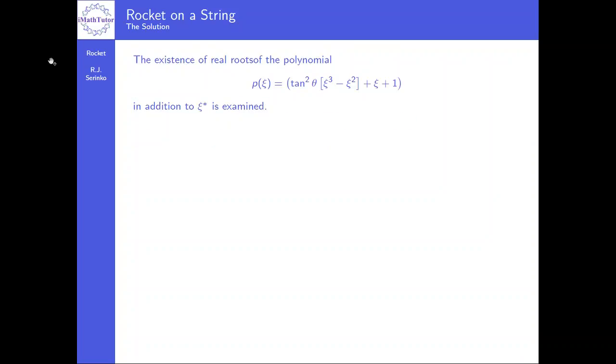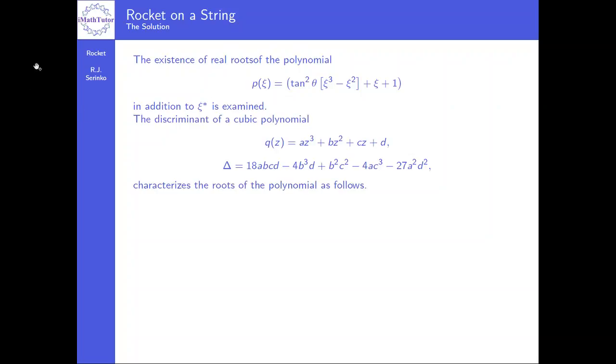Okay, so let's look at the existence of the real roots of this polynomial in addition to the negative one that we've already found. The discriminant of a cubic polynomial q of z, which equals a z cubed plus b z squared plus c z plus d, is delta, and it equals 18abcd minus 4b cubed d plus b squared c squared minus 4ac cubed minus 27a squared d squared.